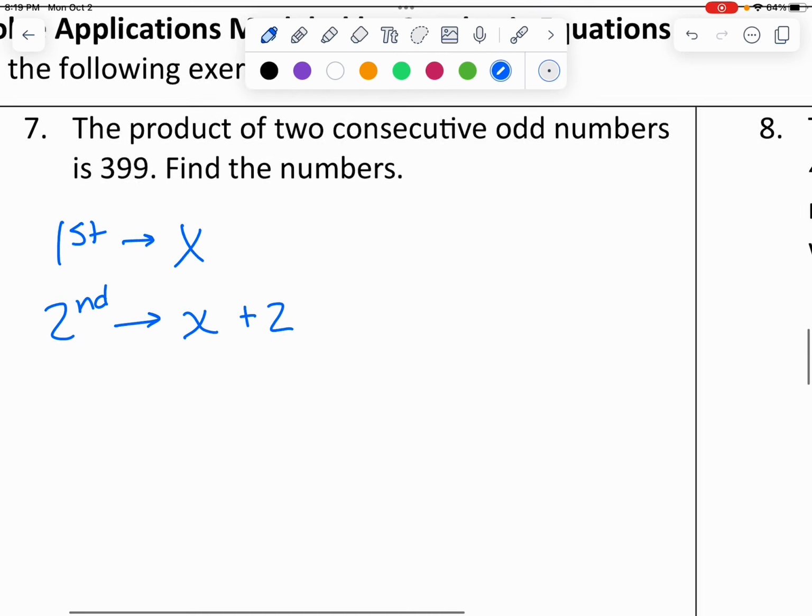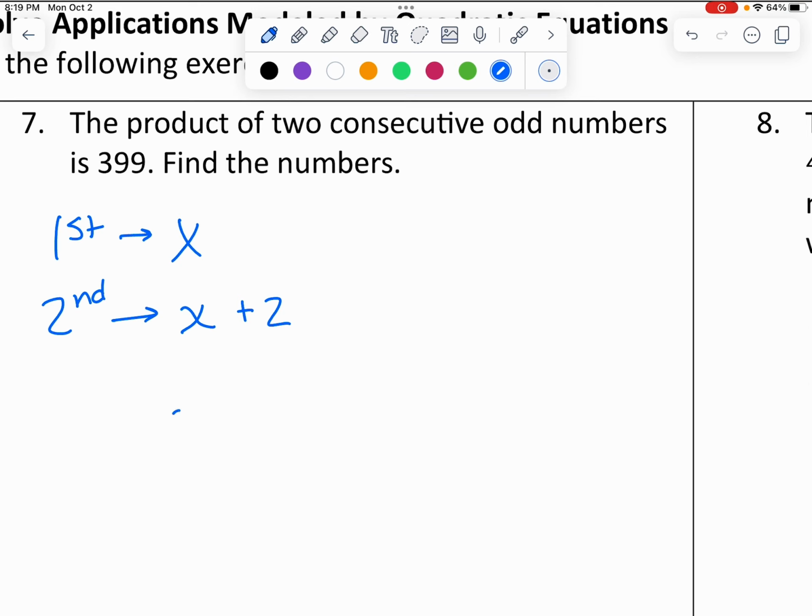What does the word product mean? Multiplication. So the first one times the second one equals 399. Now you just go through my same process steps.